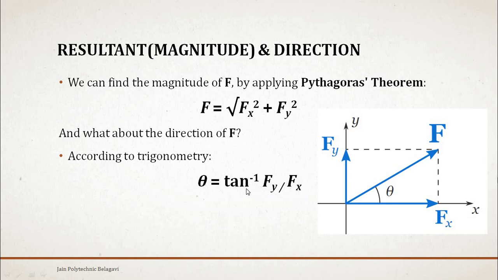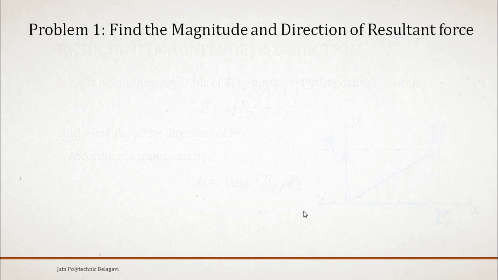This is nothing but tan theta is equal to opposite upon adjacent. If you shift this Fy to the right side here again, in this triangle we can find that the opposite side is Fy and the adjacent side is Fx. So opposite by adjacent will give you tan theta. Theta is shifted to the LHS and tan inverse is taken on the right side. So the direction can be found by using tan inverse of Fy by Fx.